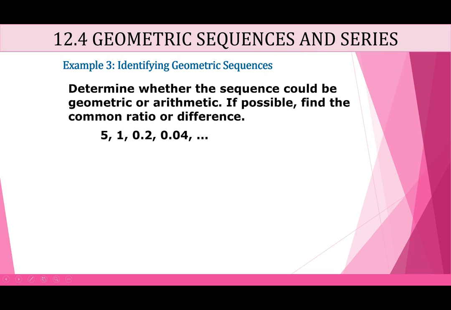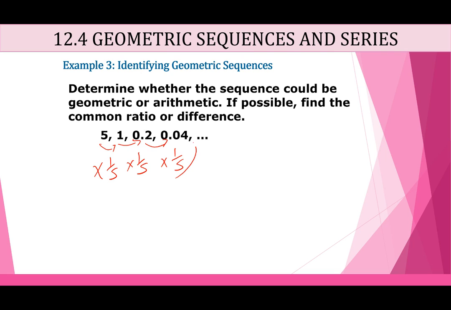Now this one, 5 to 1, 1 to 0.2, 0.2 to 0.04. This one's a little bit tricky. It's definitely not arithmetic because this would be subtracting 4, and then 1 minus 4 would not be 0.2. But from 5 to 1 is multiplying by 1/5, or you can think of it as dividing by 5. 1 to 0.2 is also multiplying by 1/5, or dividing by 5. And 0.2 to 0.04 is, again, dividing by 5, or multiplying by 1/5.